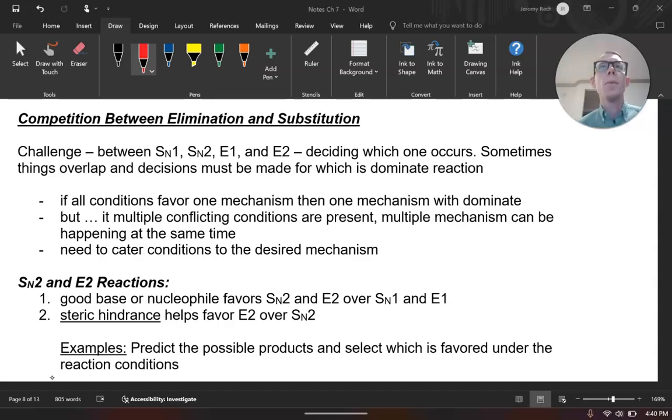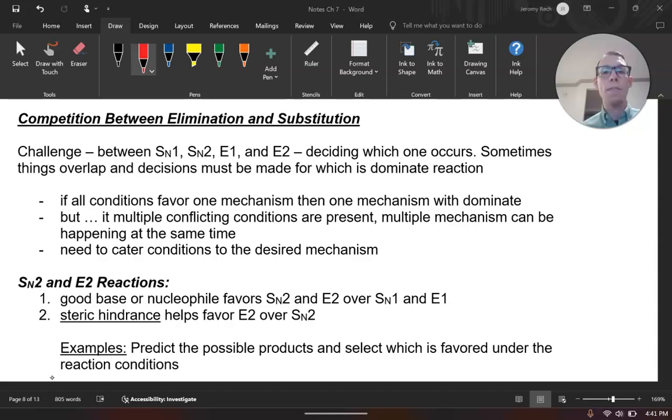So at this point, hopefully you have started to capture a good idea about the differences between our nucleophilic substitution, SN1, SN2, and our elimination reactions, E1 and E2. One of the big challenges, though, comes from trying to decouple what is going to happen. Are you going to go SN1, SN2, E1, or E2? And there are a lot of similarities in their conditions.